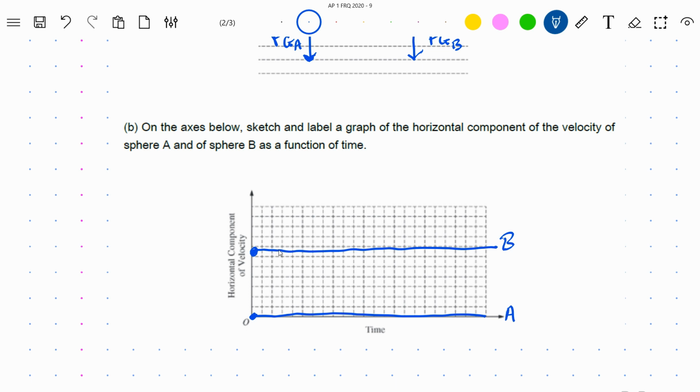So that's it. Friendly reminder, on a velocity-time graph, the slope is the acceleration. So you can see that there is zero acceleration for both of them in the horizontal. And let's not confuse this. I haven't been asked anything about the vertical component of motion, so I'm not going to try to bring that into play at all here. So that's it, part B.